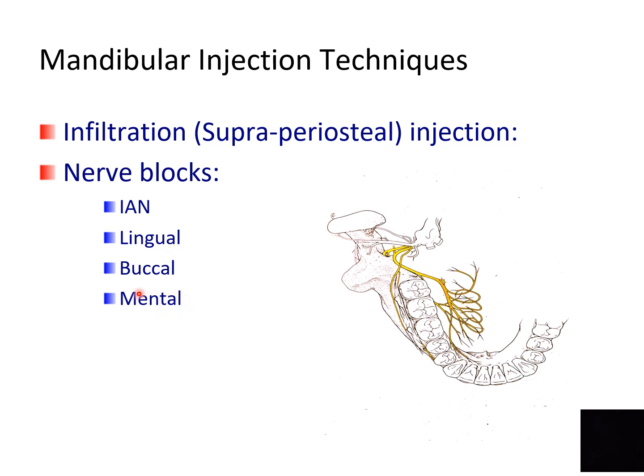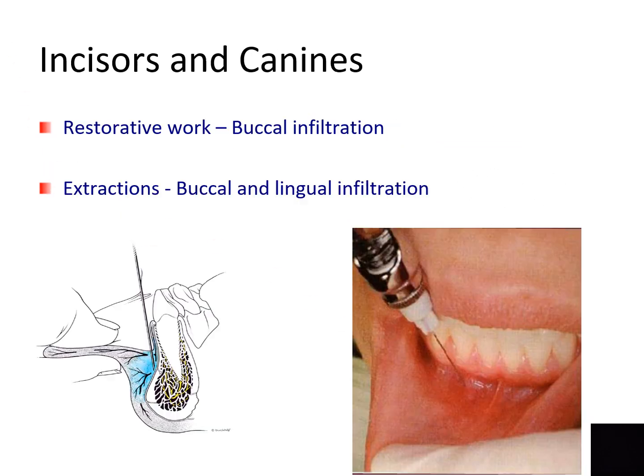And finally, you can use a mental nerve block if you want to achieve anesthesia of the teeth anterior to the mental foramen, as well as the soft tissues anterior to the mental foramen. And we shall discuss these in a bit more detail now. So in order to achieve pain control for dental treatment on the incisors and canines, infiltration anesthesia is usually adequate in the mandible. So for restorative work, you only need a buccal infiltration, whereas for tooth extractions, you would need a buccal as well as a lingual infiltration.